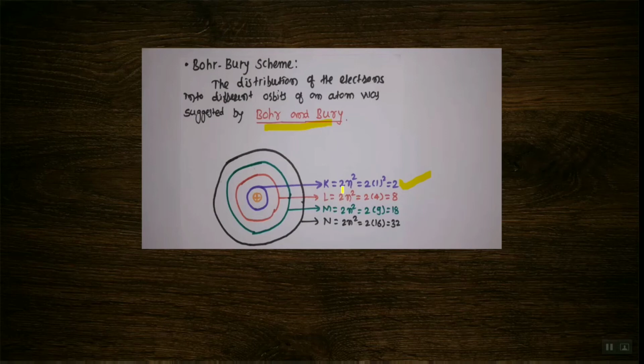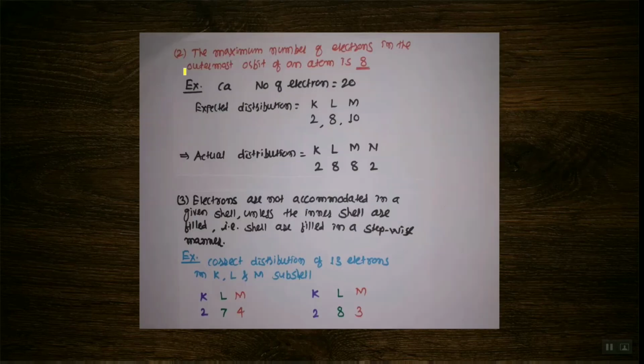In the L shell, as per the formula 2n squared, what is n? n is 2, the second shell, so 2 squared is 4, and 4 into 2 is 8. So in the L shell, how many electrons can revolve? 8 electrons. In the M shell, in the same way, 18, and in the N shell 32 electrons can revolve. The second rule: the maximum number of electrons in the outermost orbit of an atom is 8.